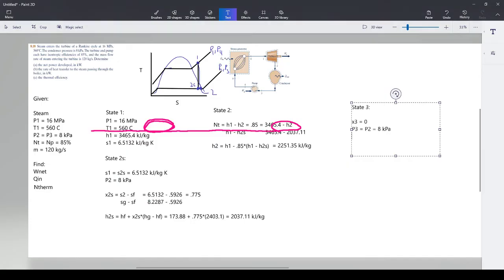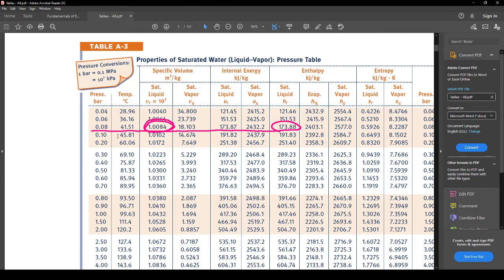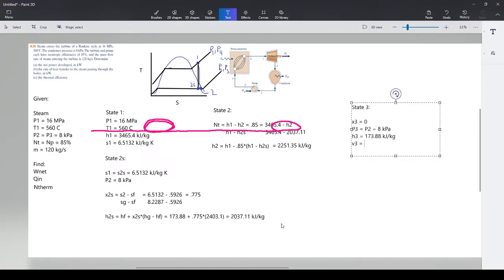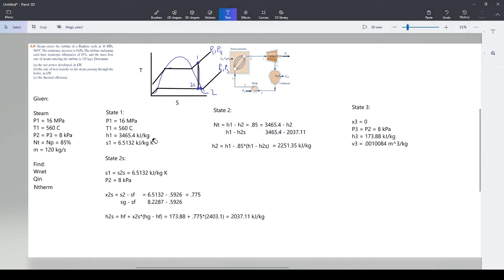So we want 173.88 for enthalpy 3. And then we want V3 equal to 10084, but remember, this is times 10 to the minus third. So it is 0.0010084, and this is in meters cubed per kilogram. So this is state 3, and it has been solved fairly easily. State 3 is always the easiest one.